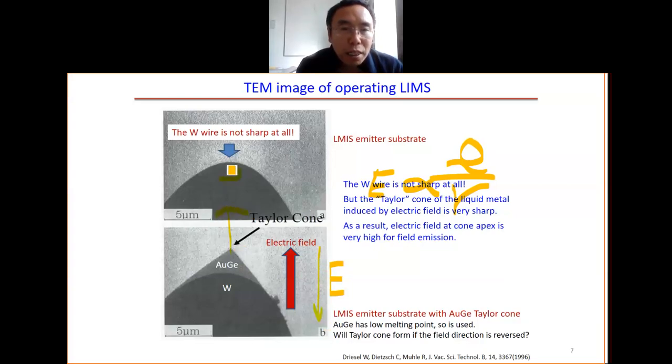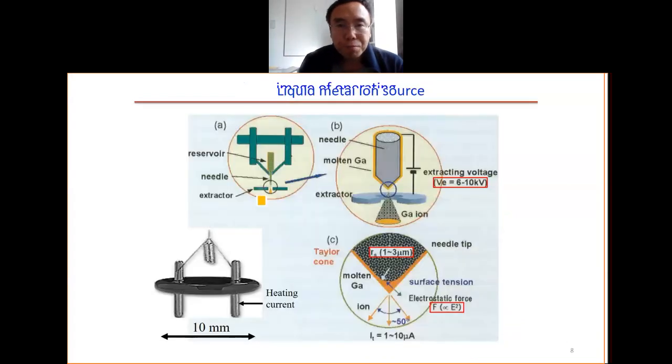So this is the case of the electron source. This is the cold field emission or short circuit emission. This is the electron source. Because the field points downward, you get the electrons emitted.